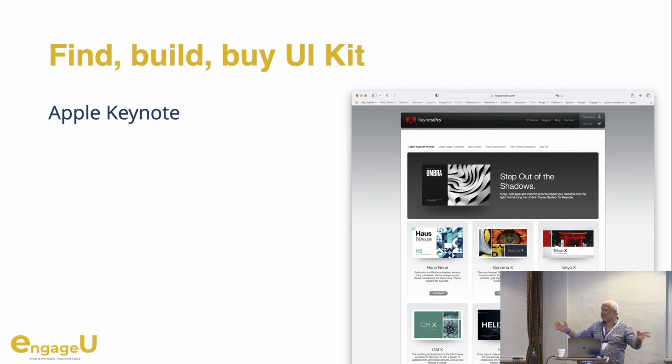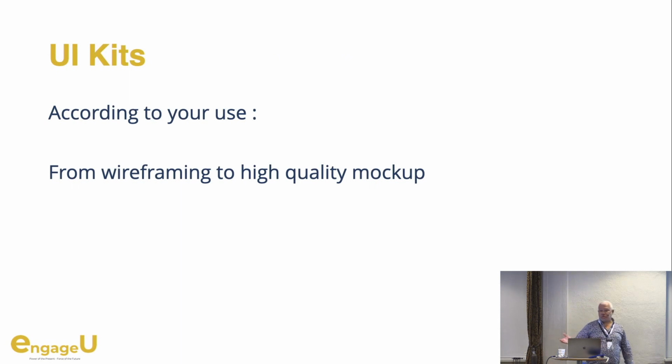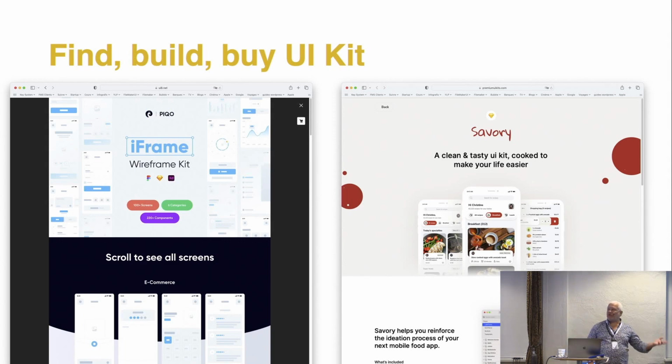So you have every asset you need to make a good presentation according to your use. If you do a wireframe or if you try to make a high-quality mockup, you don't need the same kits. Some are more colorful than others. So I use black and white or gray and white for wireframing. If I want something more sexy, I need colors. So maybe if I have to work in the food industry, I will look for a UI kit dedicated to this market.